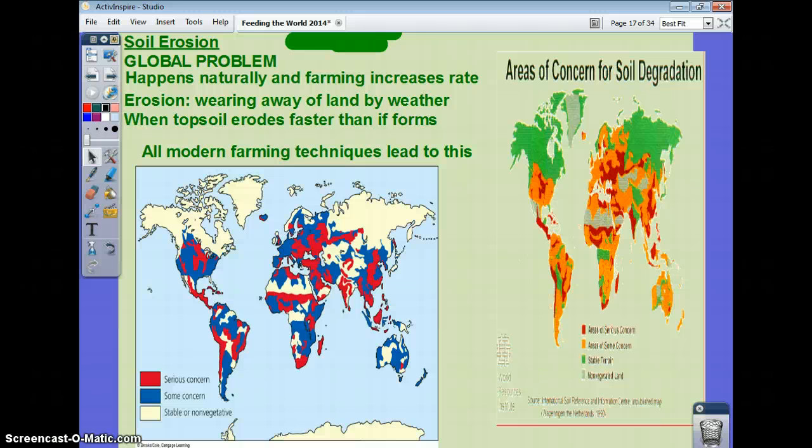All right, so there's a picture of areas that are suffering from serious soil degradation, and you see it's pretty much all over. The red is serious concern on the map to the right, and orange is some concern, and very few areas are actually okay. So there's concern all over the world. That's why it's a global problem.